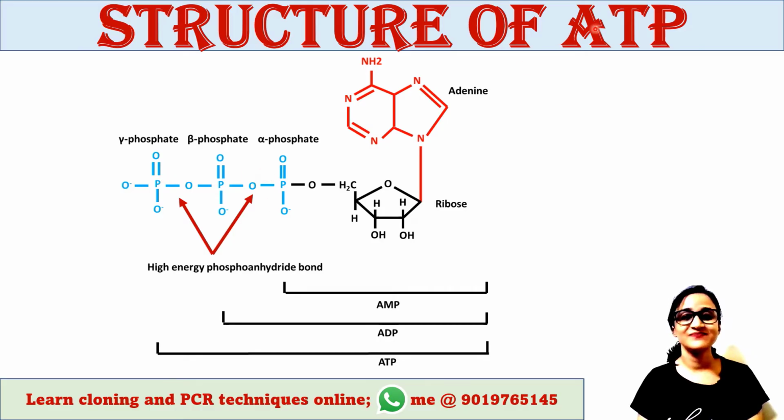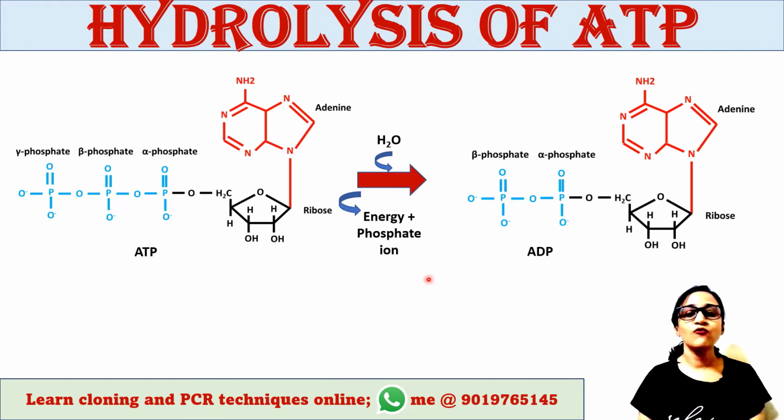phosphate groups. So ATP is a high energy compound because of the presence of these phosphate groups. Phosphate groups are attached to one another via two high energy phosphoanhydride bonds. So this is one phosphoanhydride bond, this is another phosphoanhydride bond. Now when these bonds are hydrolyzed, the free energy is liberated.